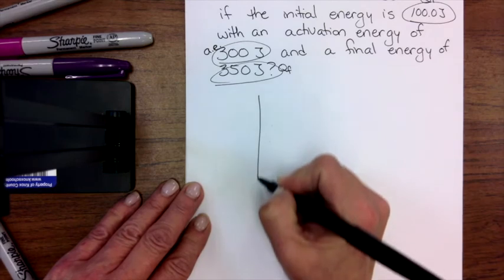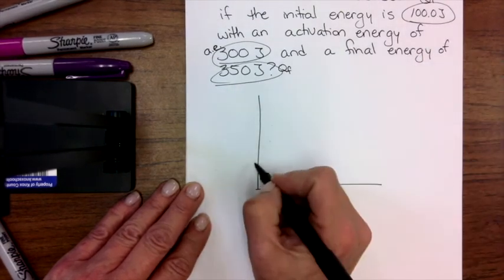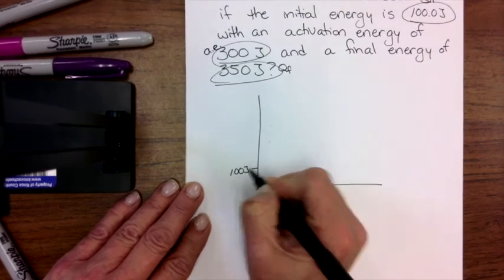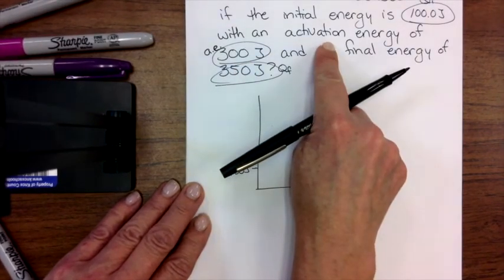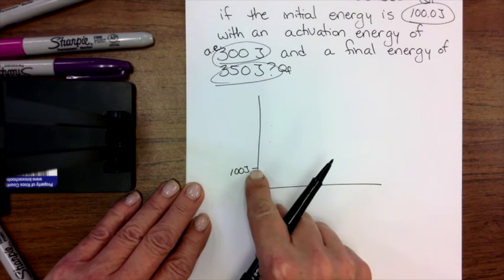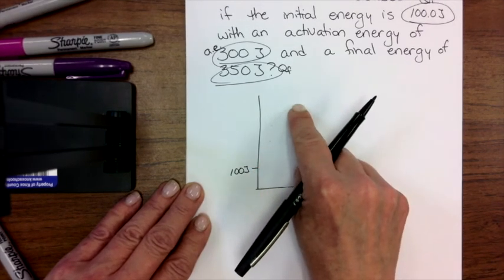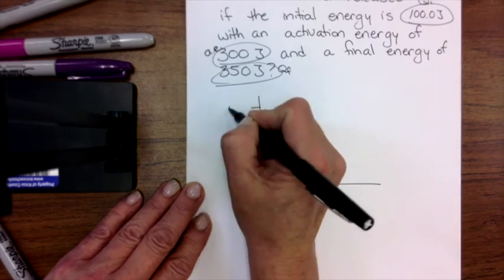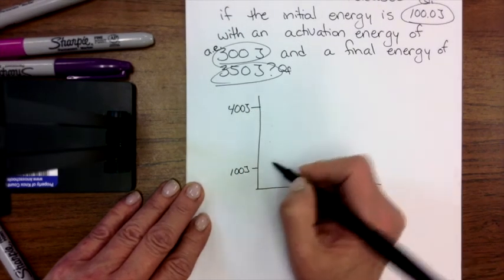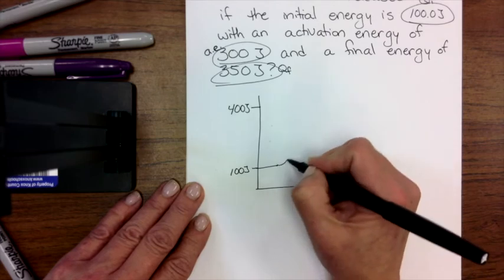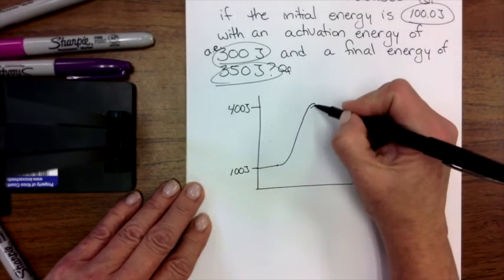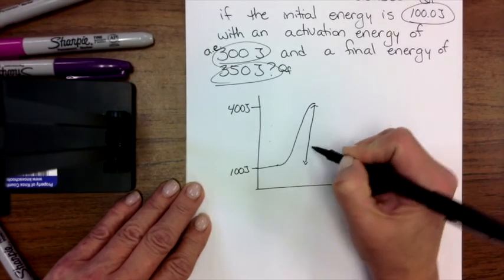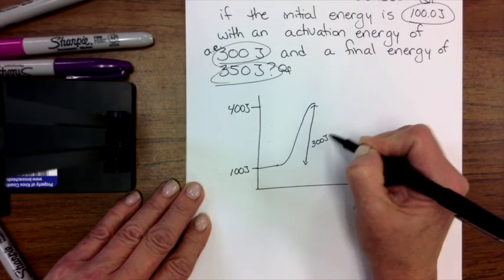So we're going to draw our graph, and we're going to start with 100 joules. Now you might think that we're going to go up to 300 joules here for our activation energy, but remember, that is your initial starting point. You need to go up 300 joules. So really what's happening is we need to get to 400 joules. So we're going to start at 100 and go up to 400, because this activation energy here is going to be equal to 300 joules.